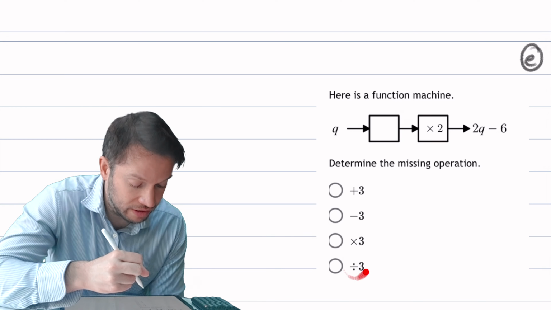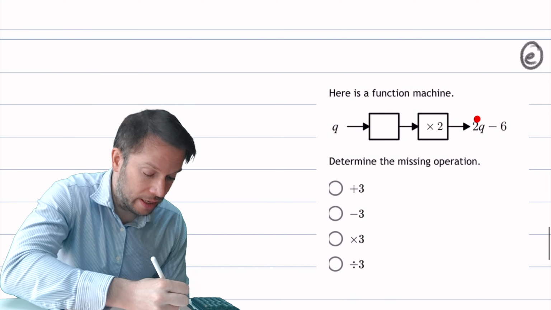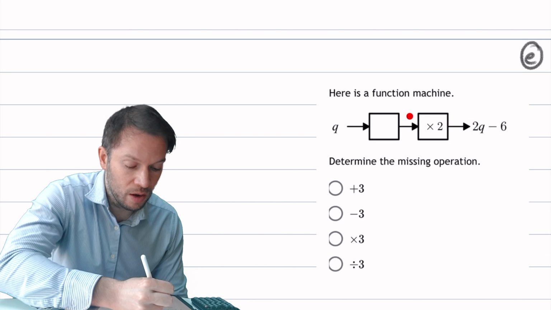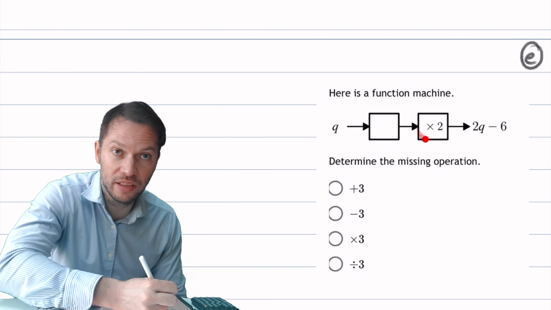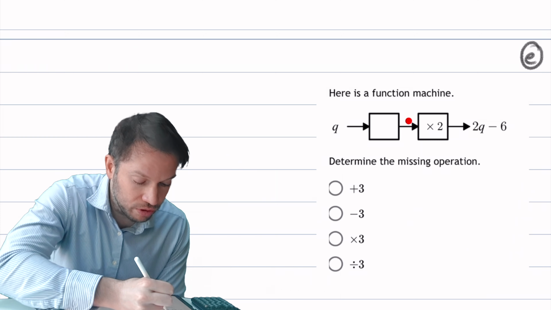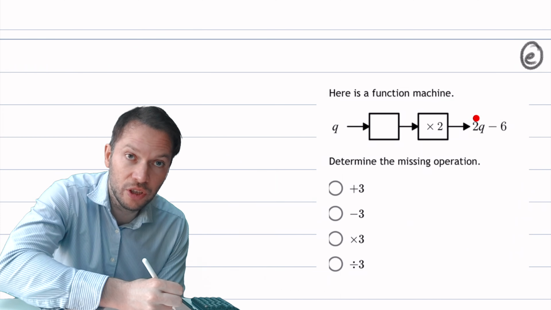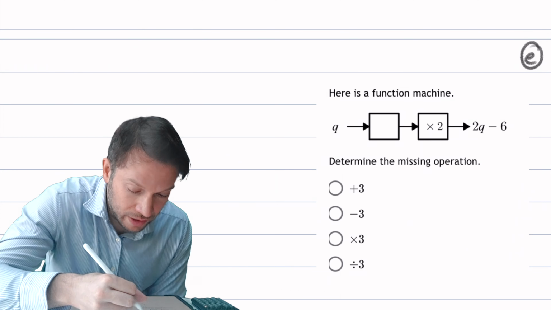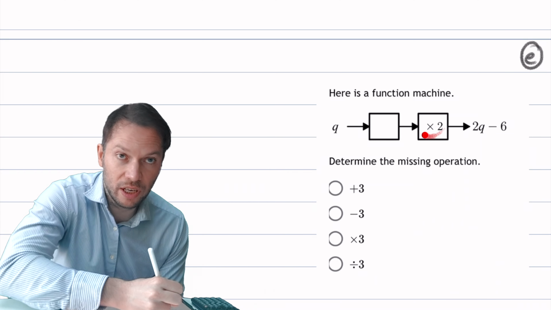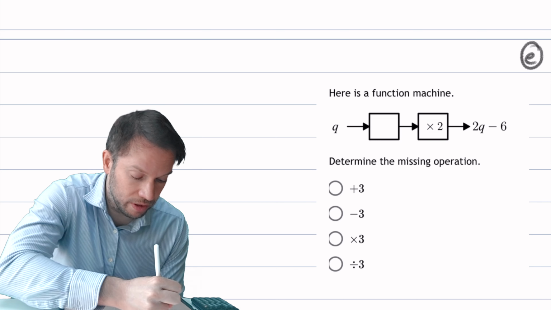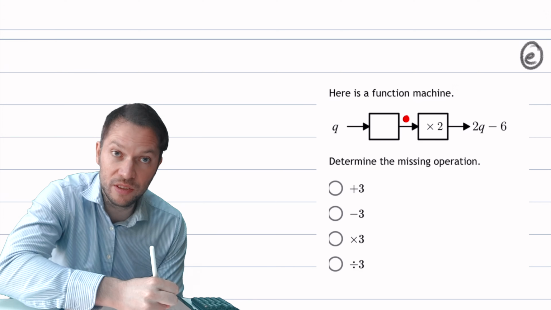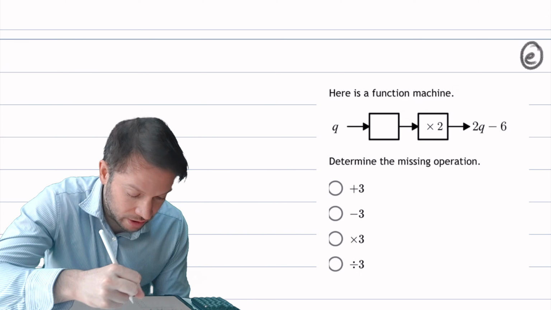And thankfully it's multiple choice. Now, we've got the output here, it's 2q minus 6. So maybe we should work backwards to see what we would have just before that second function machine. So you need to think what multiplied by 2 would give you 2q minus 6. So the way we can work backwards is just to do the opposite of that times 2. So we divide by 2 to go backwards. So the 2q minus 6, if we divide it by 2, we would get back to what we had before that function machine.